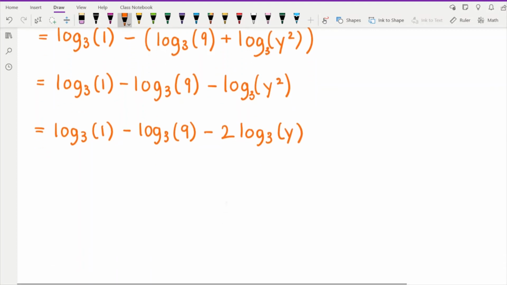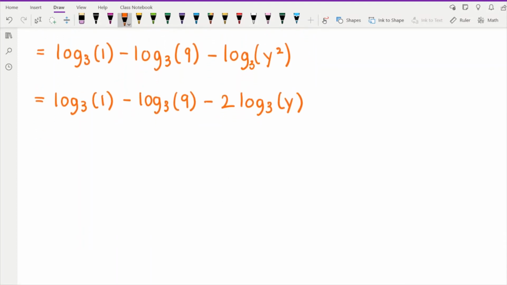Okay, so now we can deal with these numbers, right? So what is log base 3 of 1? Well, that's asking what power we have to raise 3 to get 1, and the answer is 0, right? And actually a logarithm with any base of 1 is always going to be 0. Next, we have the power to raise 3 to get 9, and that's 2.